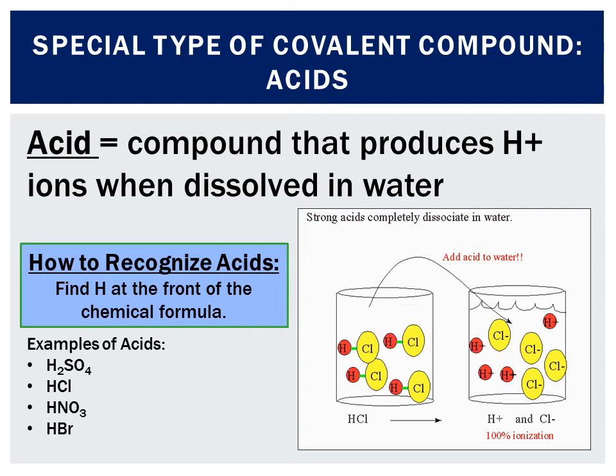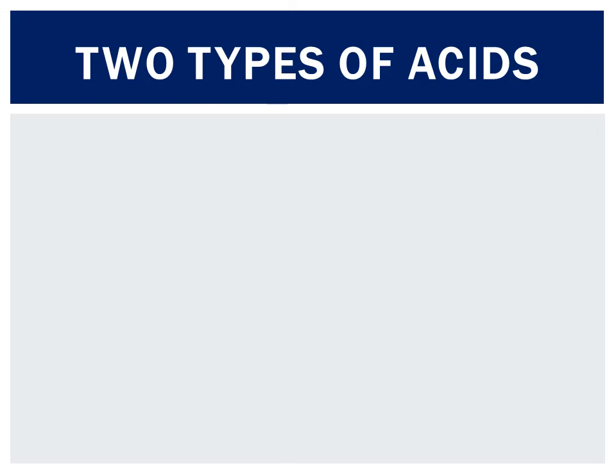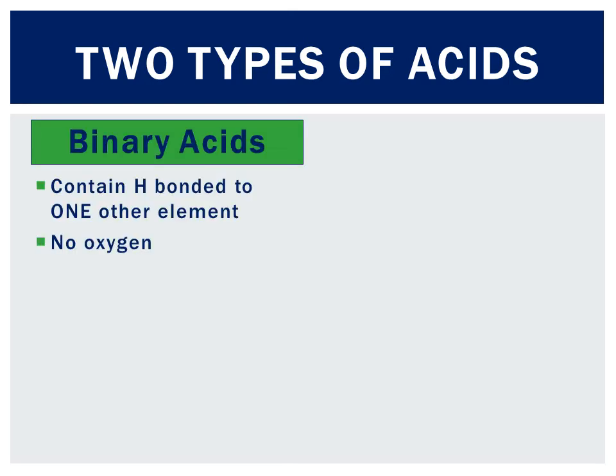Let's talk about how you name and write the formulas for these acids. So to do that, you need to recognize that there are 2 types. The first type is binary acids that contain a hydrogen bonded to one other element. There is no oxygen. By the fact that it's one other element, it's a monatomic, not polyatomic ion in solution.